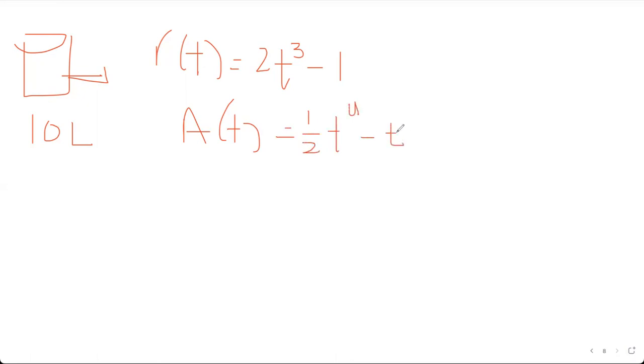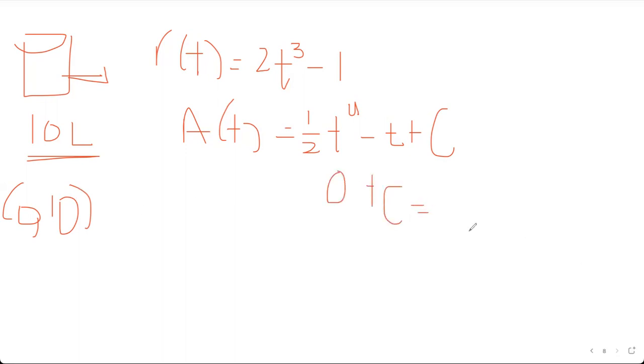Is that our answer? No, because this case is a general antiderivative, so it's plus c. However, we know one value. At 0 minutes, there's 10 liters already out. So plugging in values, we get 0 minus 0 is just 0, plus c is equal to 10. So at 0, there was 10, so c equals 10.